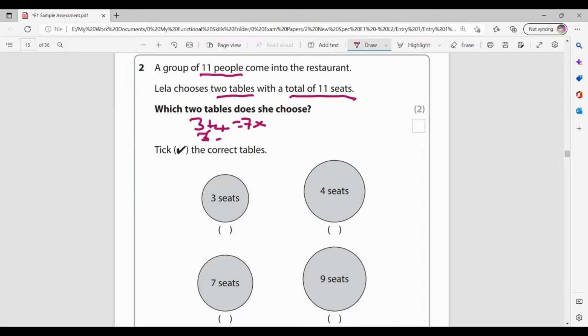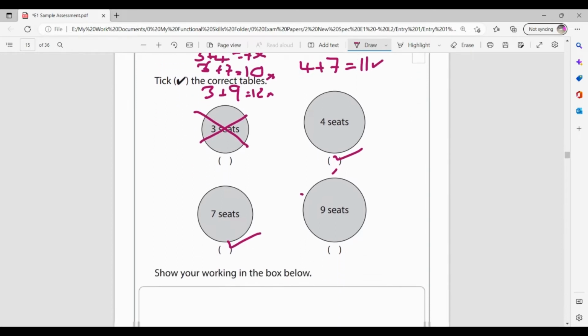Should it be the 3 and the 7? So if I start at 7 and count up by 3, 7, 8, 9, 10. Nope, it's not the 3 and the 7. Should it be the 3 and the 9? Let's have a look. So 9, 10, 11, 12. Nope, it's not the 3 and the 9. So I'm not using that 3 at all. Let's have a go with my 4. What about my 4 and 7? So 4 plus 7, 7, 8, 9, 10, 11. That's 11, so that's the one I want. So she's going to use the 4 seats and the 7 seats.